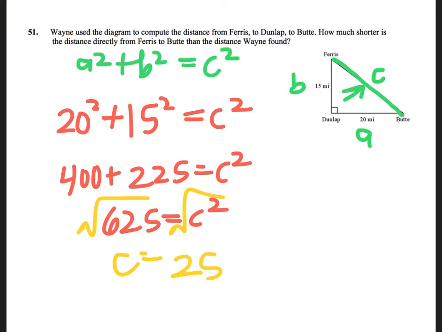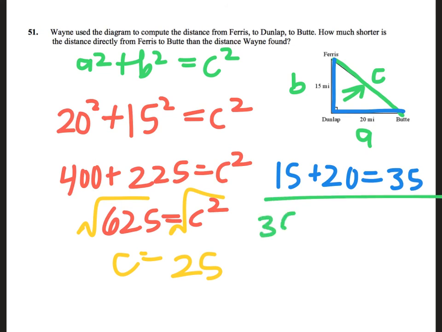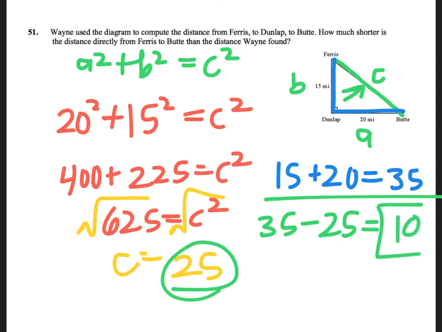Okay, and we want to know how much shorter it is than the distance Wayne found. So Wayne calculated the distance from Ferris to Dunlap, and then from Dunlap to Butte. Ferris to Dunlap was 15, and then Dunlap to Butte was, not 25, 20, so 15 plus 20 equals 35. So for our final answer, we're going to take Wayne's total, 35, subtract our c, 25, and we get 10 as our final answer.